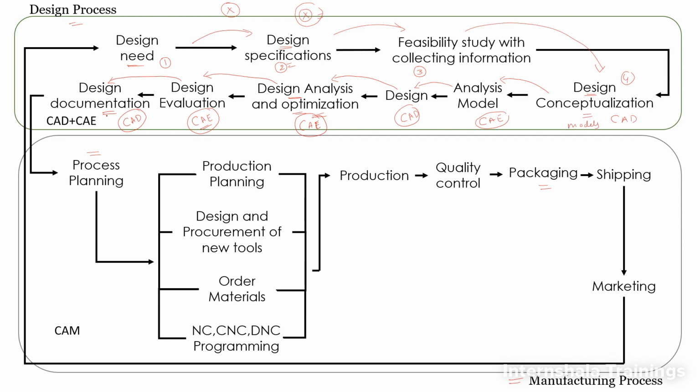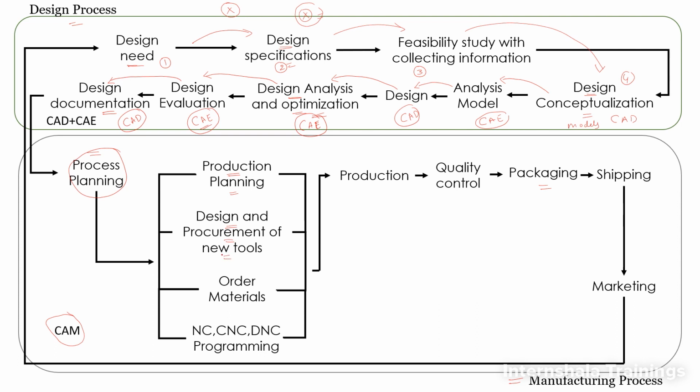And once this stage is done, the next stage is called the process planning stage. This is the stage where extensive use of computer aided manufacturing software will come into play, right? So this process planning stage will include different steps like production planning, how to produce a part, at what levels a part should be produced, etc., and design and procurement of new tools.